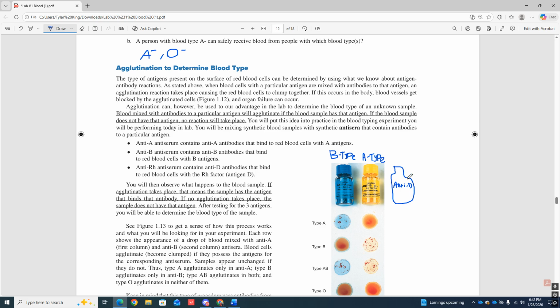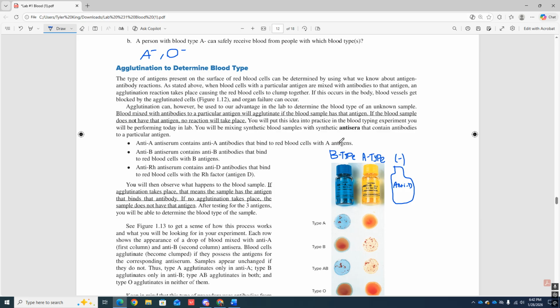Same vial over here, anti-D. Remember, if it's anti-D, it has the D antibodies, okay? So if it has D antibodies, that means that it is a generic negative blood type that is in this vial. Just negative, doesn't have A, doesn't have B attached to it. It is just strictly negative there, okay?